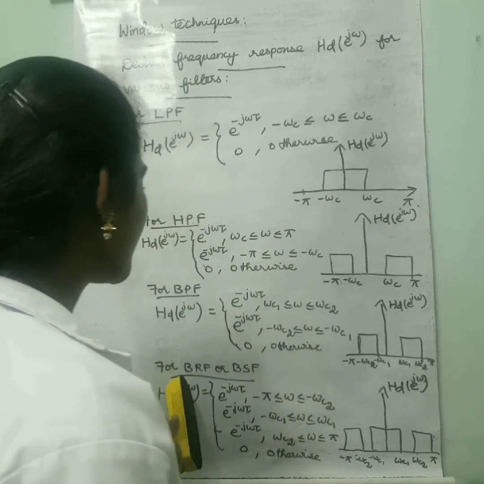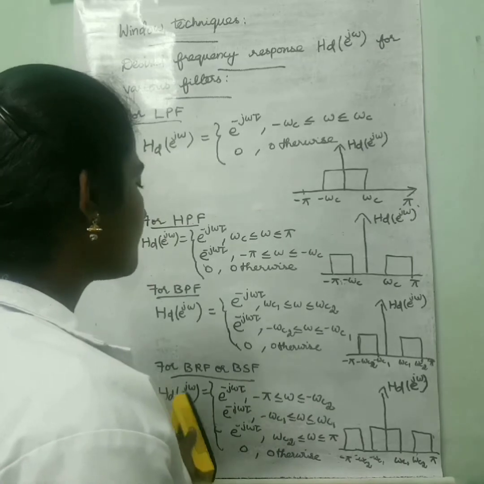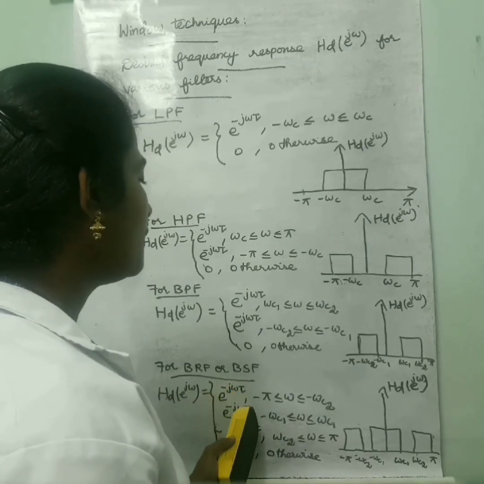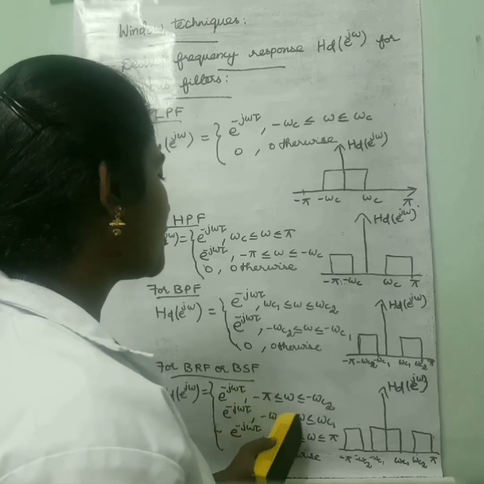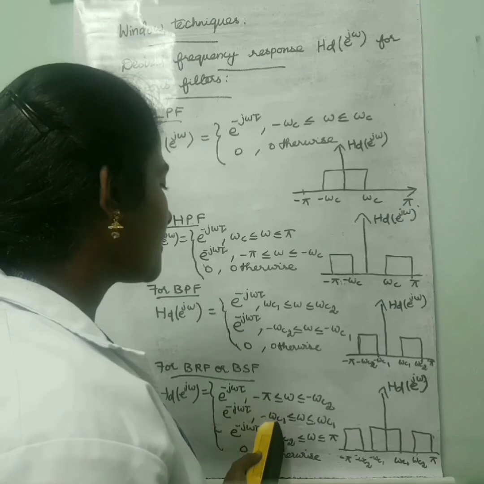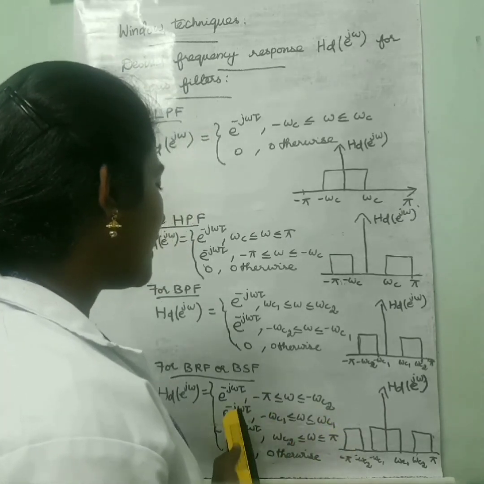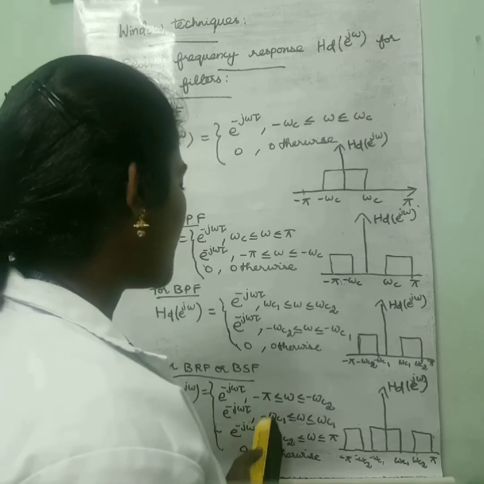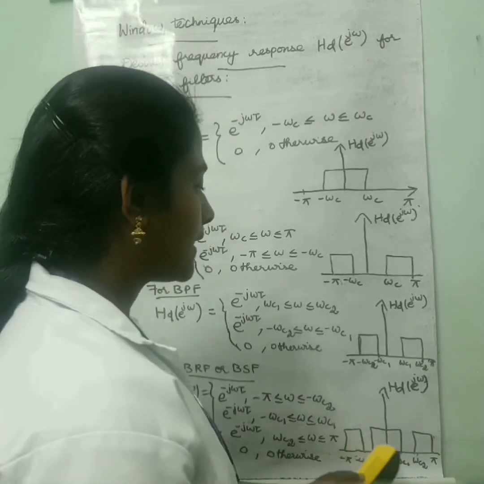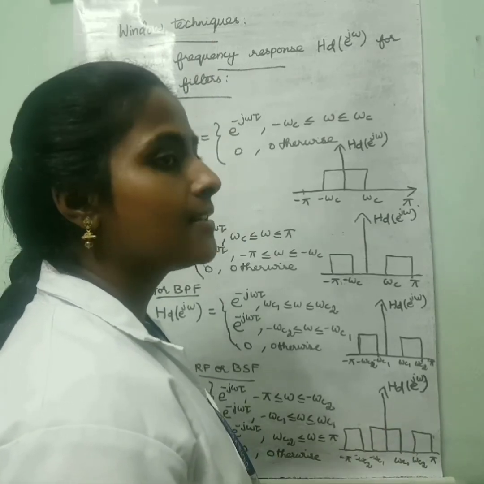Okay, next we can see about band reject filter or band stop filter. That is frequency response is e^(minus jωτ) for minus pi to minus omega c2, and e^(minus jωτ) for minus omega c1 to plus omega c1, and e^(minus jωτ) for omega c2 to pi. This is the graph. Okay, and in other areas we get the value of the function as 0.